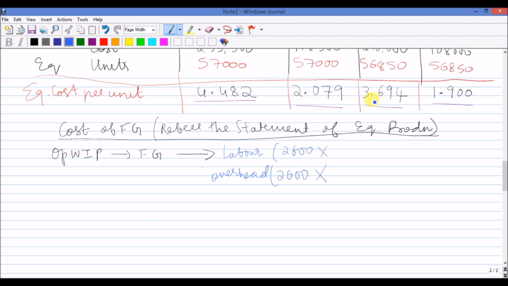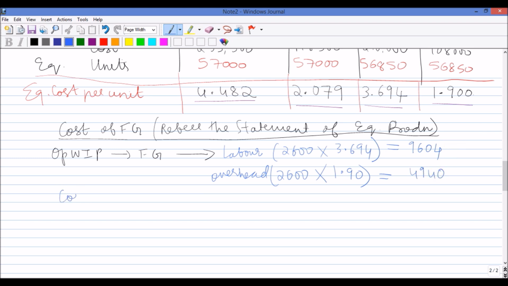And what is the equivalent cost? It is 3.694 and 1.90. So I'm going to get the cost. 2600 into 3.694 is going to give me 9604. Okay, 2600 into 1.90 is going to give me 4940.